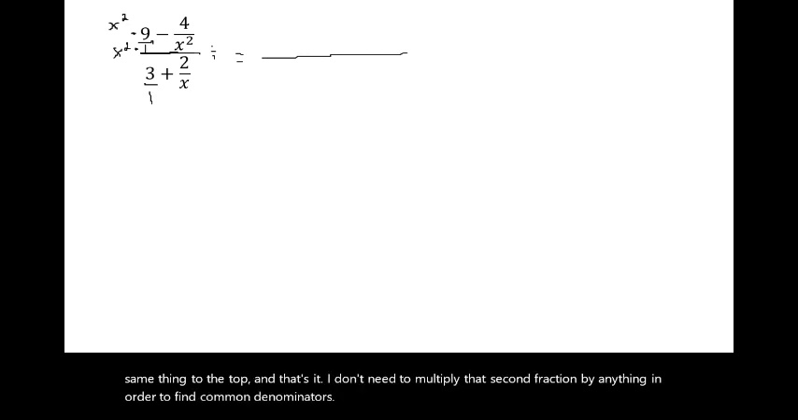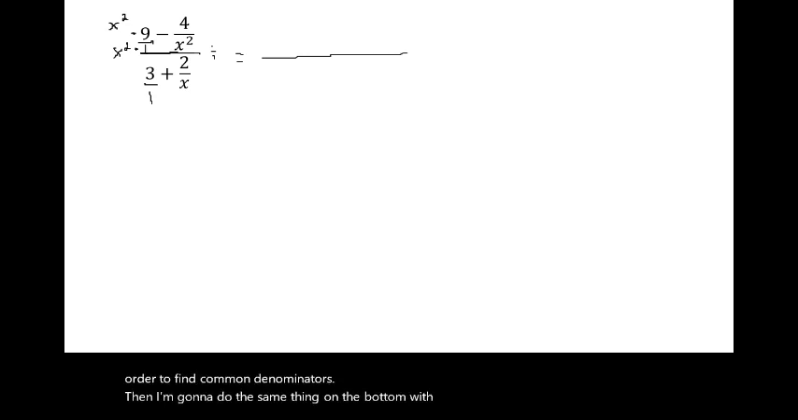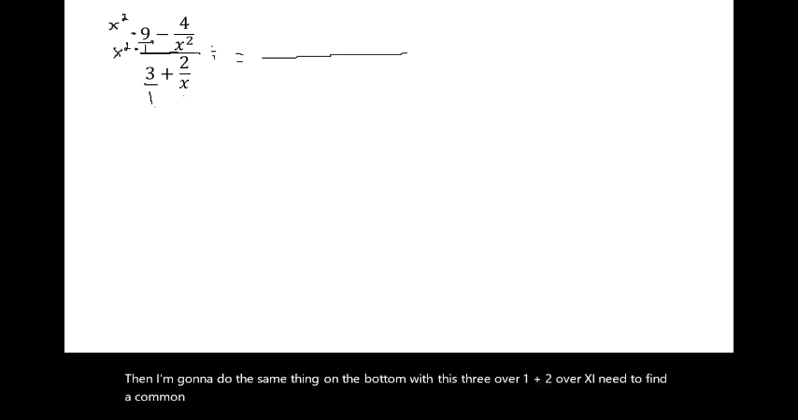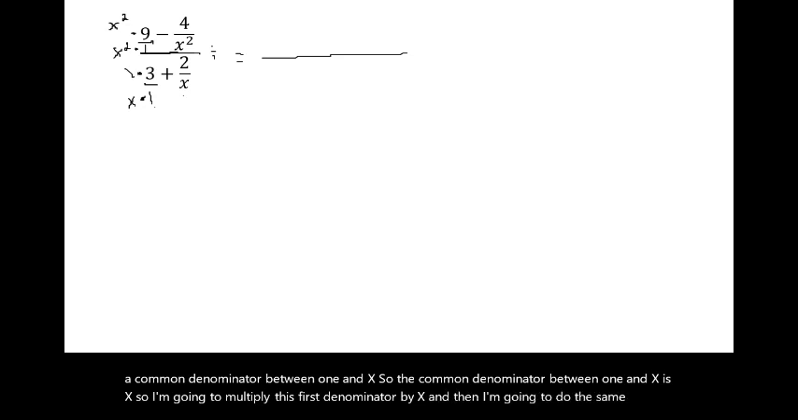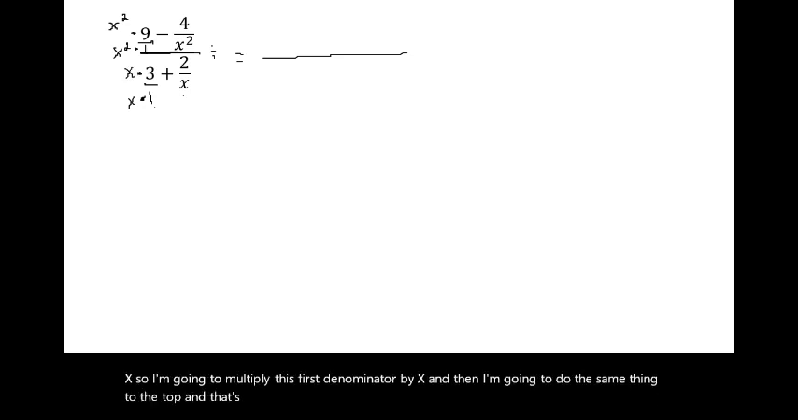Then I'm going to do the same thing on the bottom with this 3 over 1 plus 2 over x. I need to find a common denominator between 1 and x. So the common denominator between 1 and x is x. So I'm going to multiply this first denominator by x, and then I'm going to do the same thing to the top. And that's it. I don't need to even touch the second fraction. They now have a common denominator.